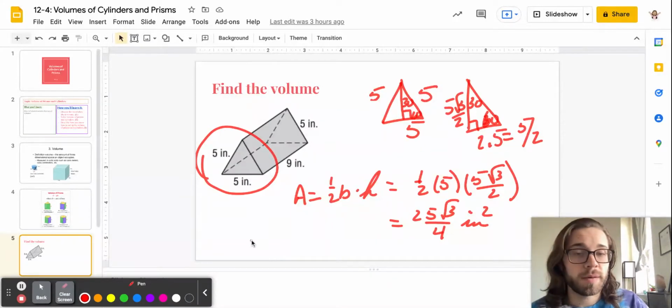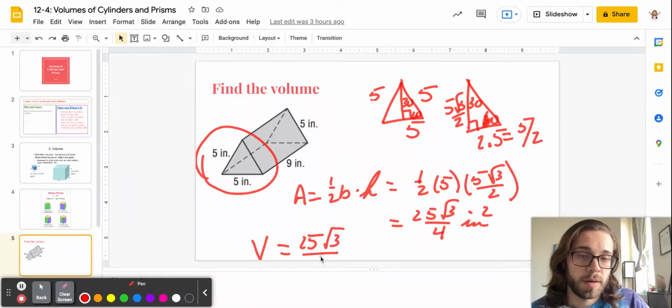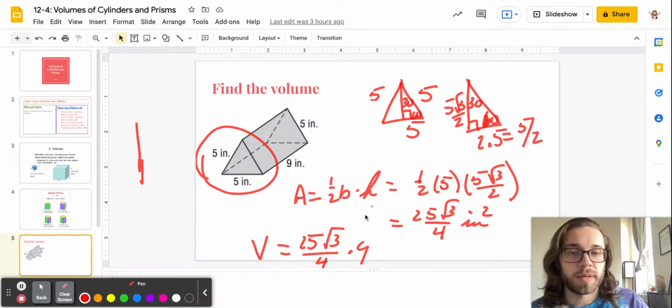Now, to find the volume, you take that number and multiply it by 9. So 25 root 3 over 4 times 9. Depending on how it's oriented, you might have the height where it's kind of flat. Sometimes it'll be vertical. You just have to pay attention to how it's oriented. So times 9.